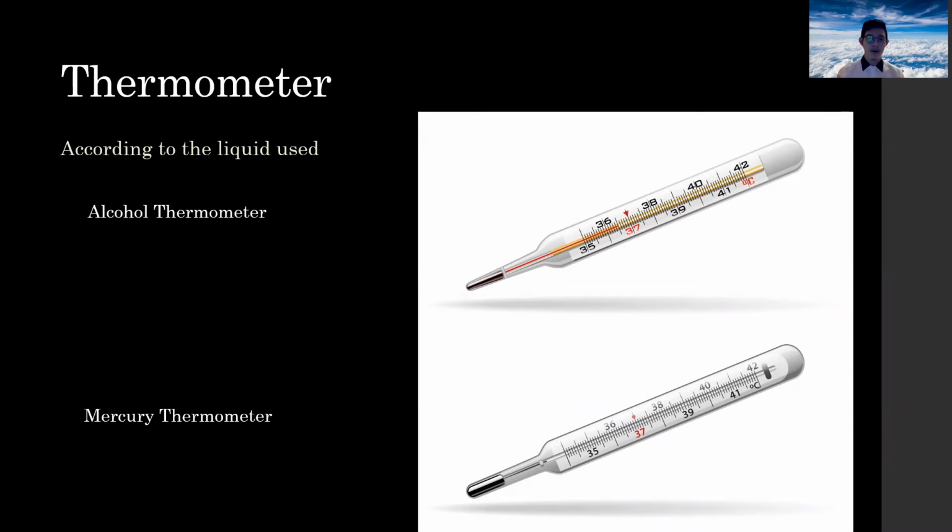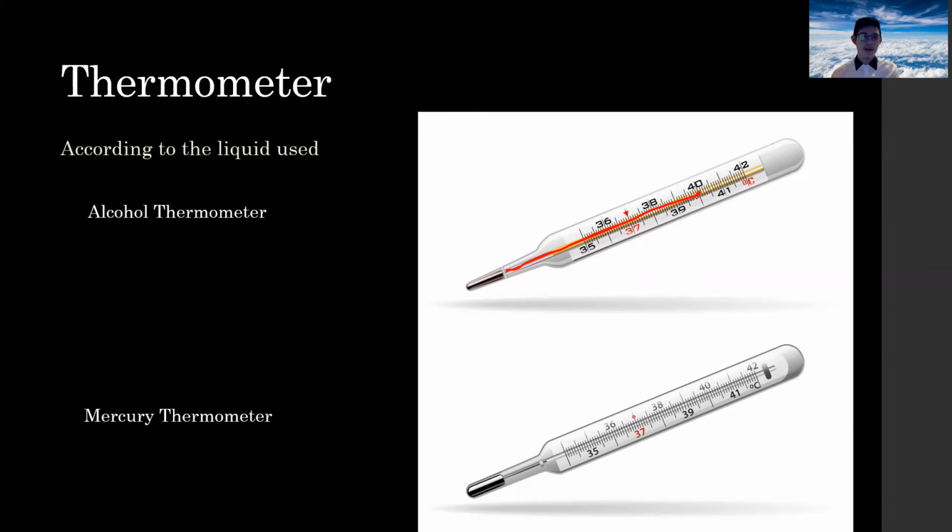Now, how do thermometers work? Pay attention that there is a liquid inside. This liquid will expand and contract depending on the temperature that is being measured. If the temperature being measured is 40, this liquid will expand, the volume will expand until it reaches the point 40. And that's how you know that the thing that you are trying to measure is 40 degrees.